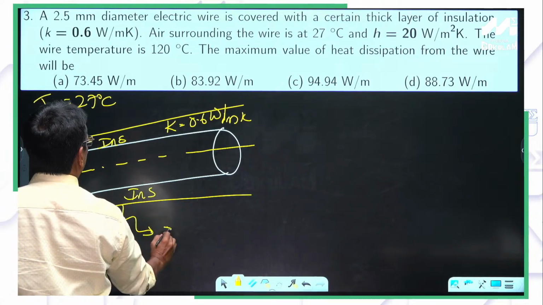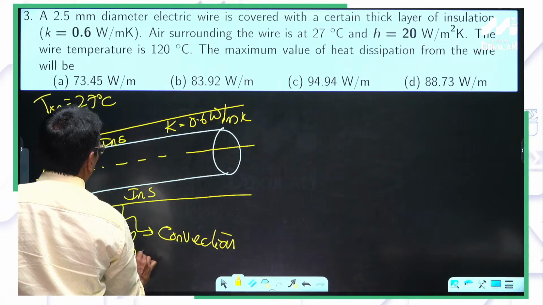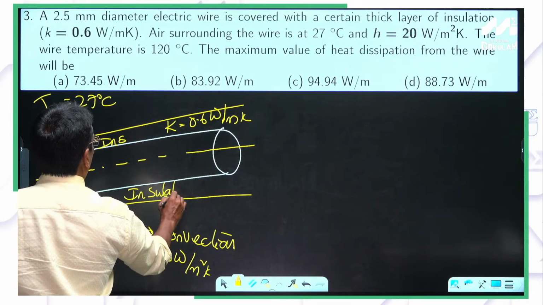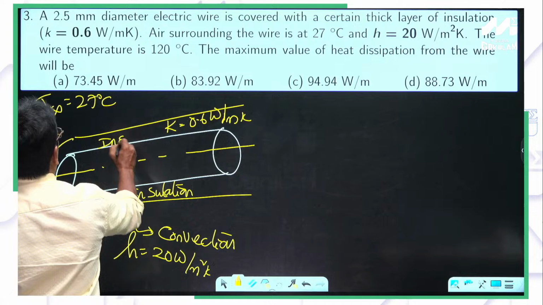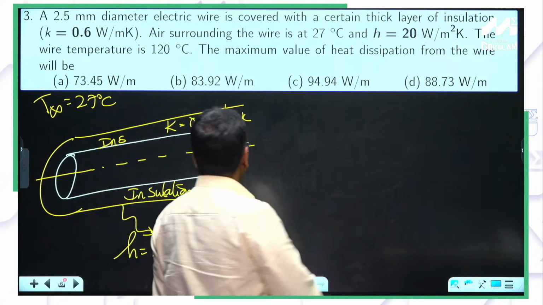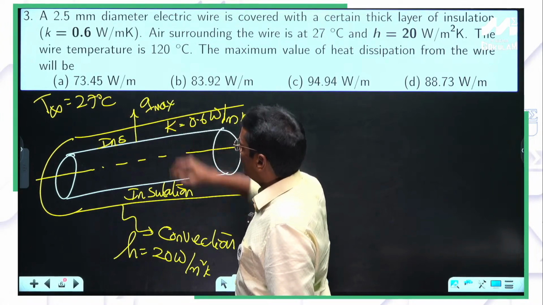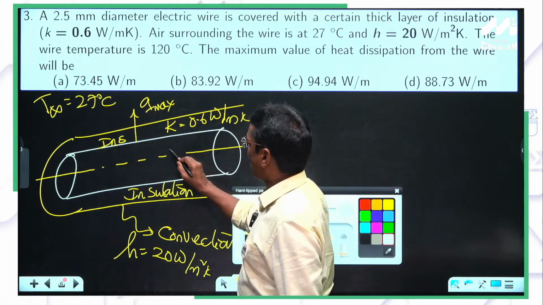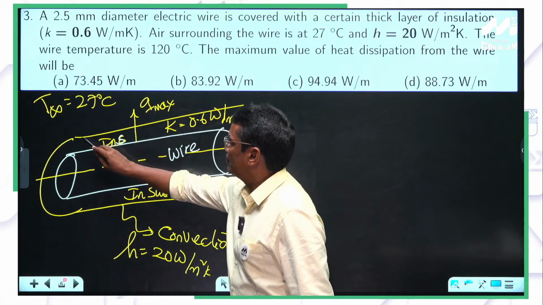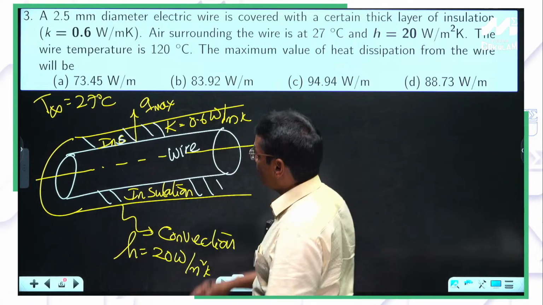From the surface of the insulation, there is a convection mode of heat transfer happening, with H value 20 watt per meter square Kelvin. A wire has been surrounded by an insulation. When will you expect there is a maximum amount of heat transfer from the wire to the atmospheric air? If this is a wire and all this is the insulation, when will you expect the maximum heat transfer from the wire?